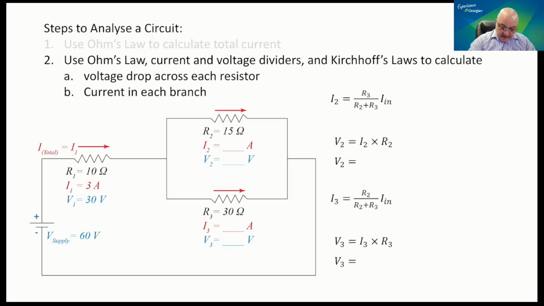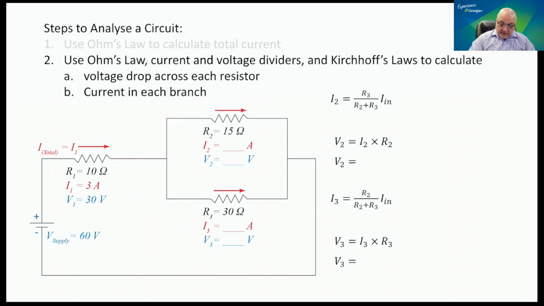We still have to calculate I2, V2, I3, V3. I mean, that's 4 different calculations. How do we do that? You could use either current or voltage dividers, or you could use Kirchhoff's law, it does not matter. In my experience, what I would use is the current divider in this case, just because I can see that the current is coming in here and it's being divided into I2 and I3. So again, I1 is coming into a fork in the road and it's being divided into I2 and I3.